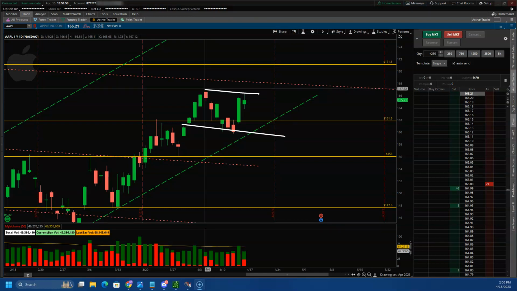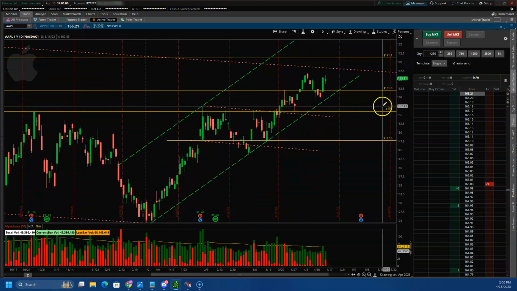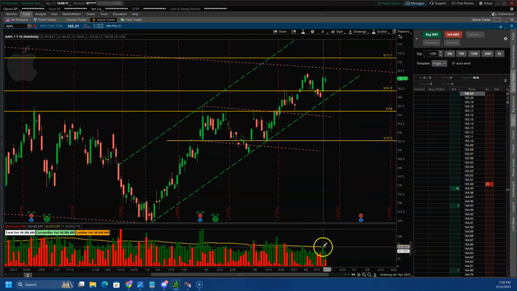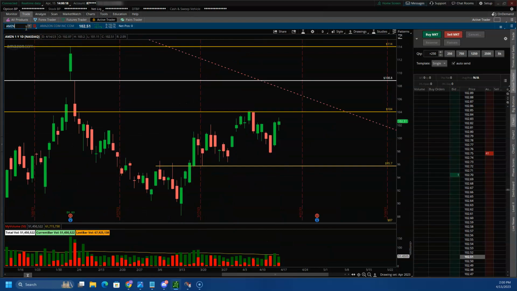If you make this channel, this is a downtrend line, definitely that becomes your natural first target. 167, 168, 171 becoming the weekly level to target. So looks nice and strong, nothing wrong with it. Buy volume has been more, of course, earnings coming up in a few weeks, but so far so good. Okay, let's take a look at Amazon.